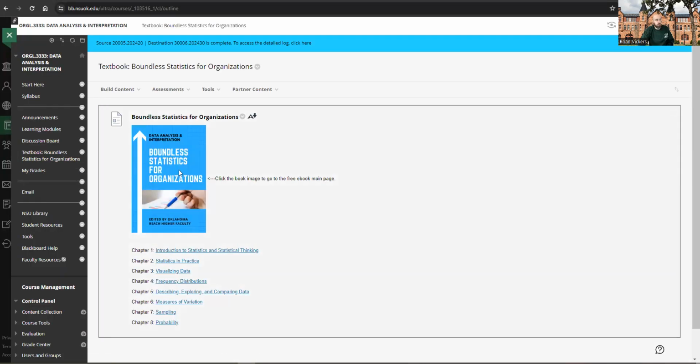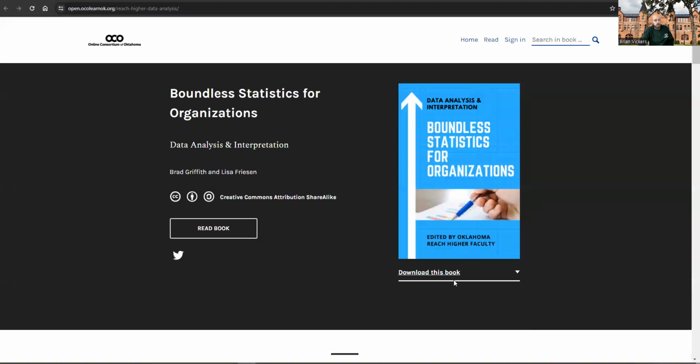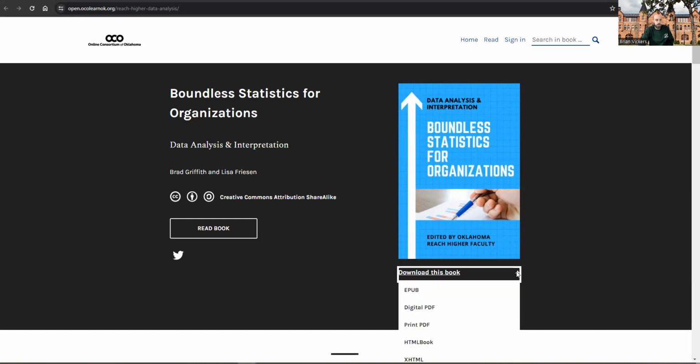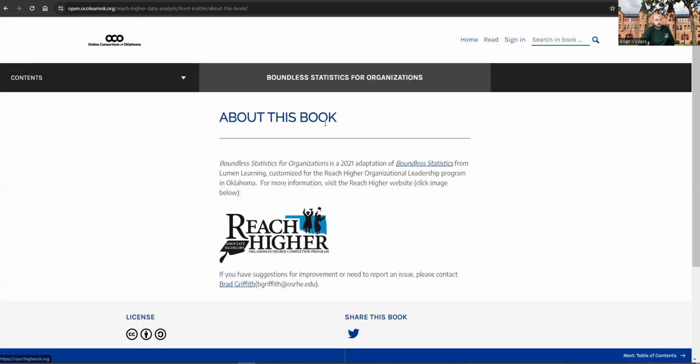I'm going to go through the textbook option on the left. I'm going to click on the main page so you can see here. Know that if you wanted to download the entire book as a PDF, you could click on download this book and then click on digital PDF, or if you wanted to print a copy for yourself because you would rather have a paper copy while you're taking your quizzes or exams, you're welcome to print a copy of it as well. You can even download it as an EPUB file. So if you have an e-reader like a Kindle or a Nook or one of the other e-readers, you could download that type of file as well.